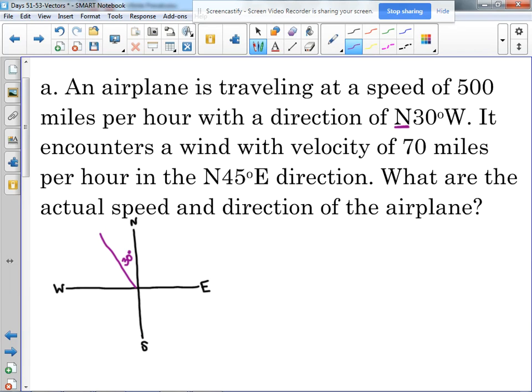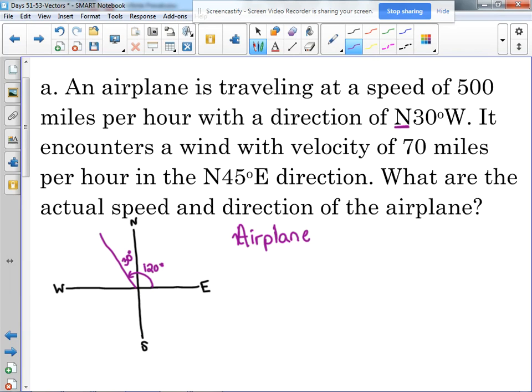What is our actual angle from the positive x-axis? What would that be? 120. Okay. So from east to north is 90, and then we went 30 more. So 120 is the actual angle that we need to use.